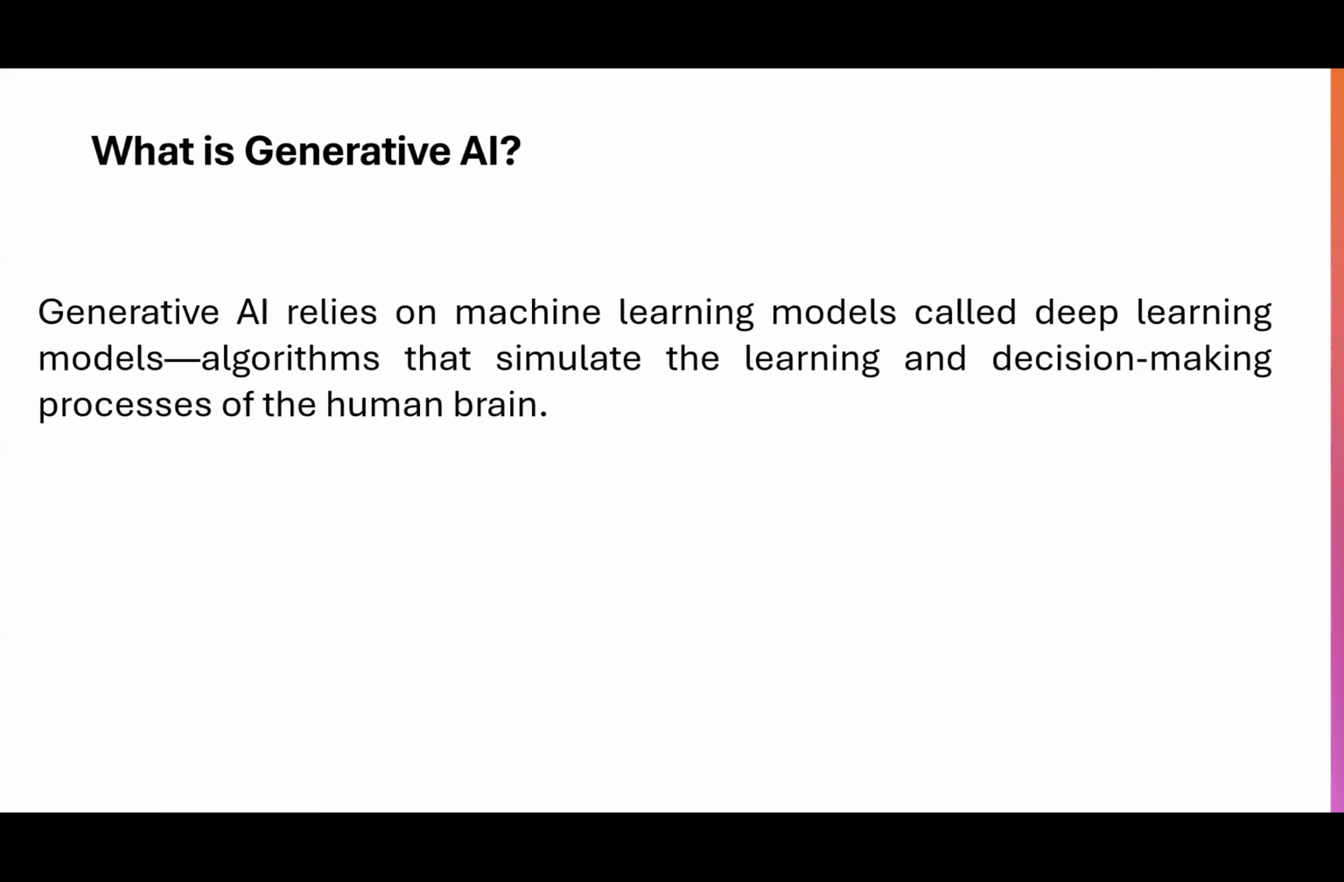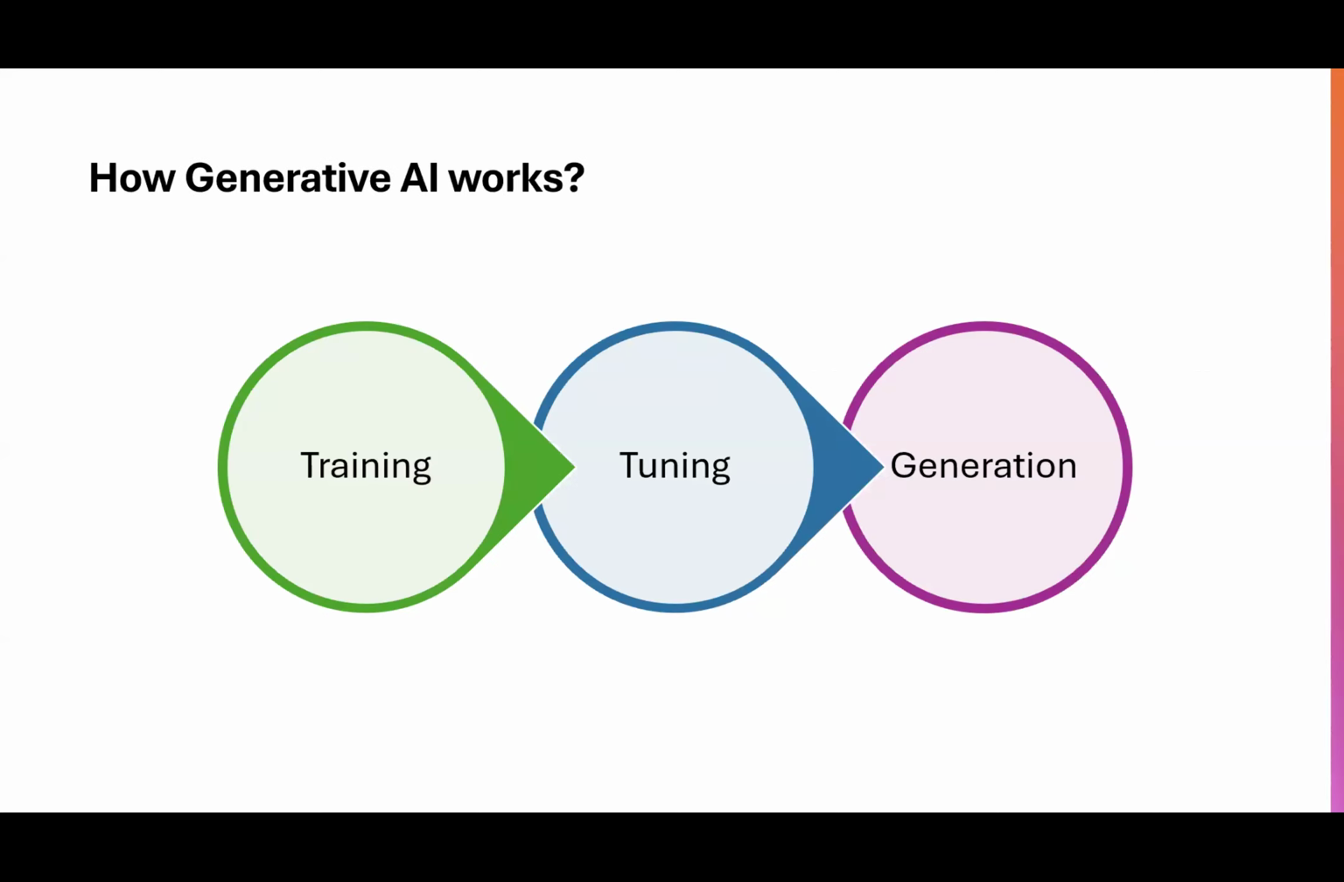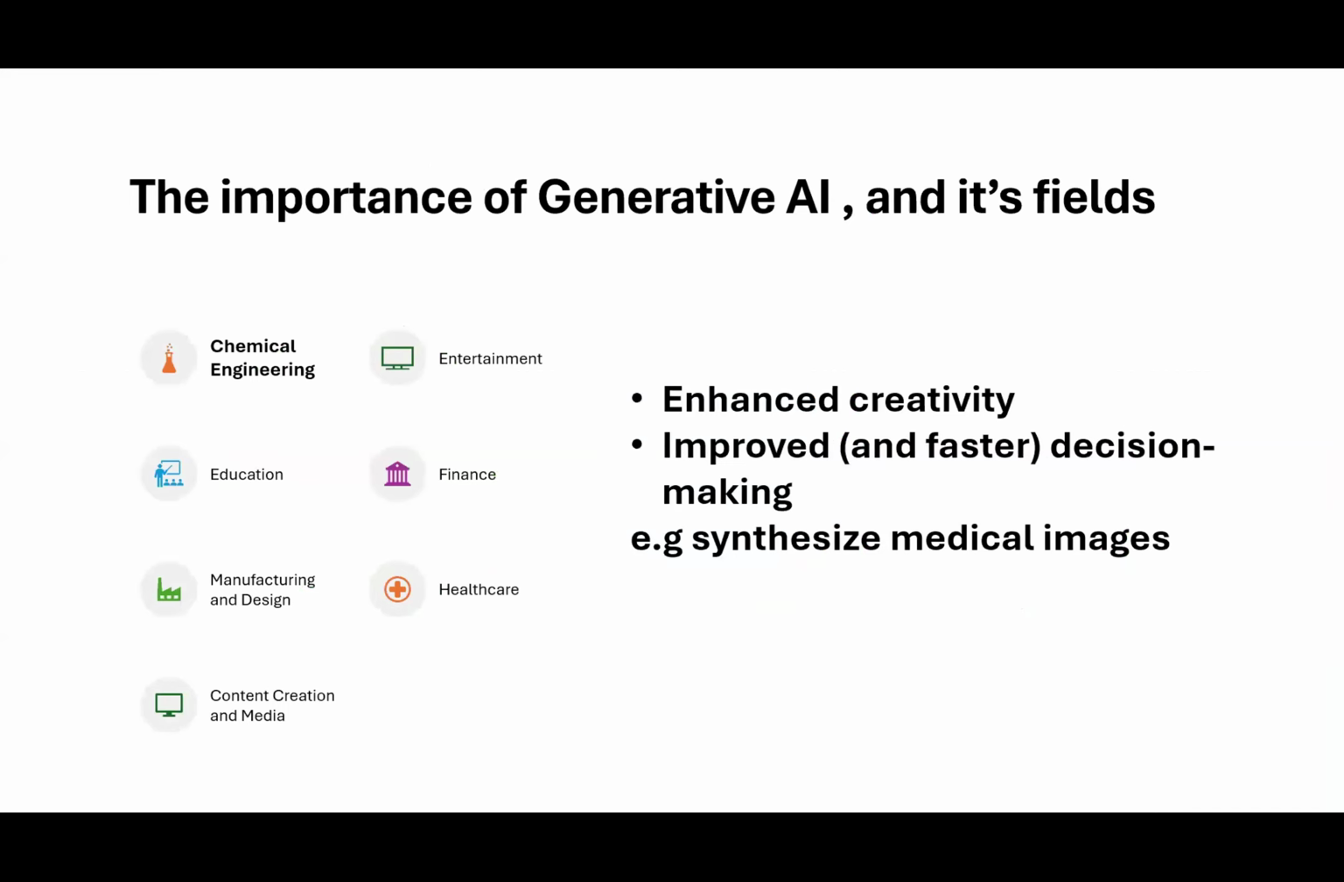So what is the importance of generative AI? Generative AI can be applied in different fields and sectors. We can apply generative AI in education, in finance, in healthcare, and also in chemical engineering. Why do we use generative AI? Generative AI improves performance, enhances creativity, and improves decision making. We now have faster decision making than before.